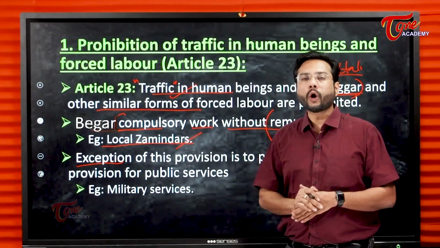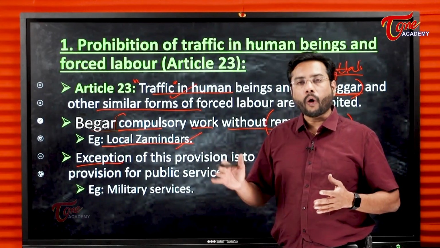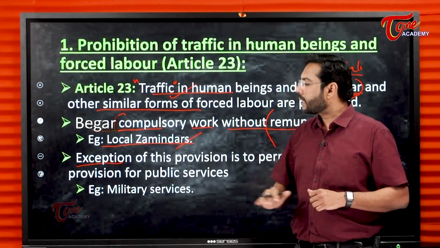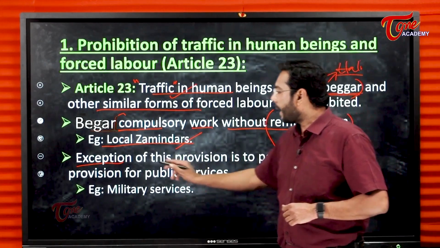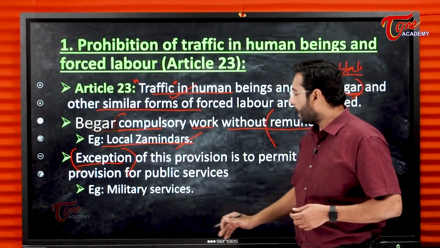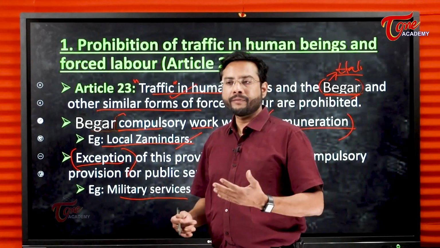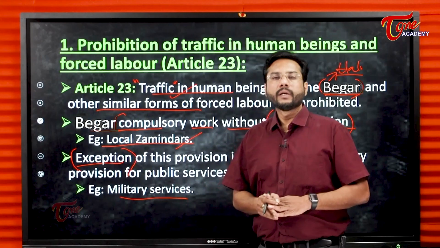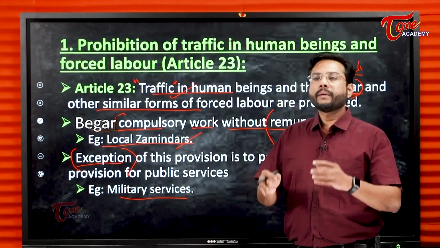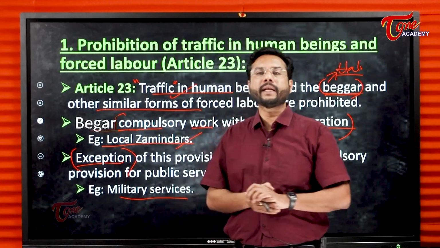The state should not discriminate against any citizen to take their services on the basis of religion, race, caste, sex, etc. So that is one example and one exemption to Article 23. So for example, we have military services. Sometimes, for example, we are in a war front. So at that time, the state could come with some order that the people under the age bracket should come and serve the nation.